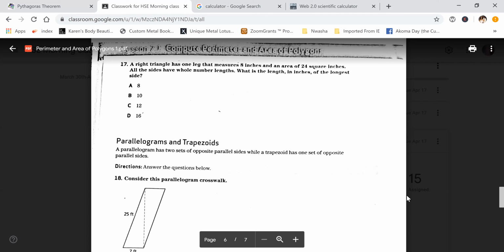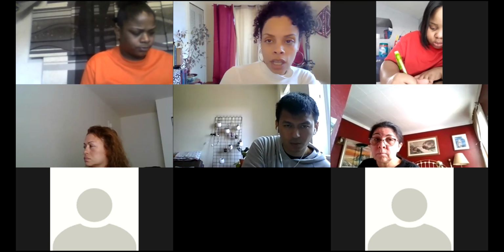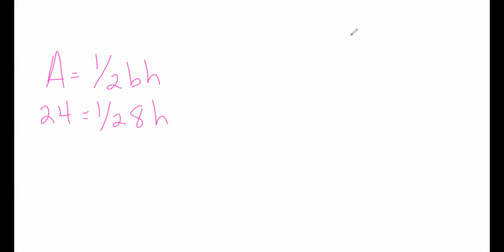So you only know one side of the right triangle, right? But you do know the area, which means you could get another side of the right triangle. So let me see if I can draw this one too. You're starting out with area. They're telling you that the area is 24. And then what you do know is that one of the legs is 8 inches. So you're just going to replace maybe the base with the 8.